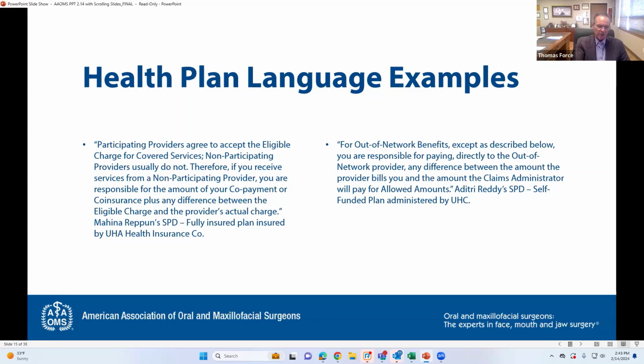Okay, so if you're in network, if you're waiving that balance, you're breaching your in-network contract with the carrier. If you're out of network, you're tortiously interfering with the contract, and you may be breaching the contract anyhow directly based on assignment of benefit.